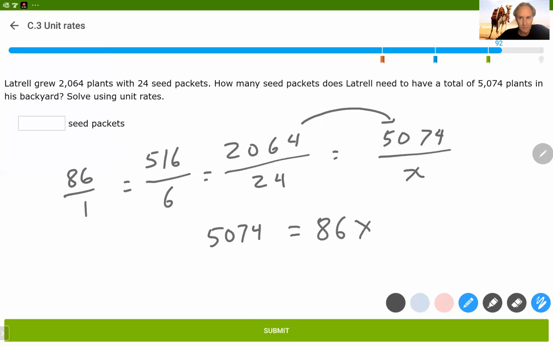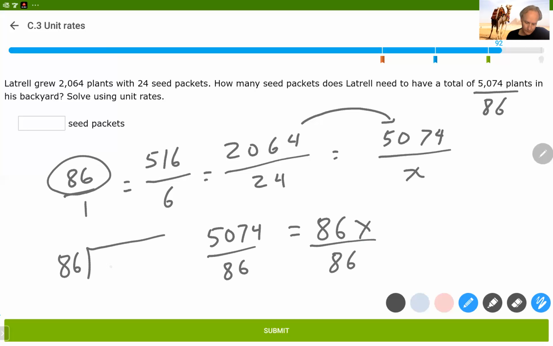I think what most people are going to want to do is they're going to want to get their unit rate, which is 2064 divided by 24, which is 86 plants per seed packet. And then they're going to divide the 86 into the 5,074. No other easy way to go. Trying to make it easy on myself, and it's just not going.